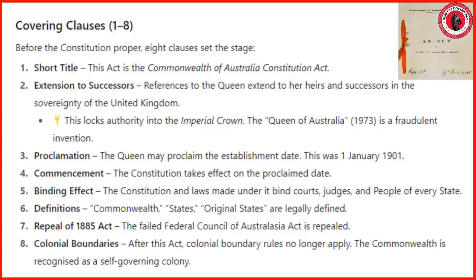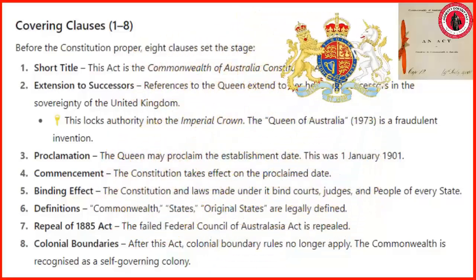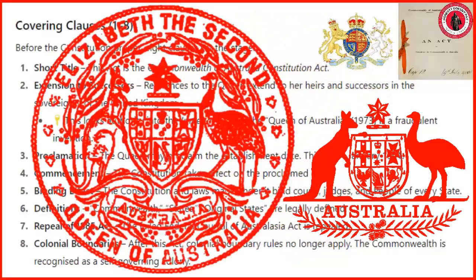1. Short title. This Act is the Commonwealth of Australia Constitution Act. 2. Extension to successors. References to the Queen extend to her heirs and successors in the sovereignty of the United Kingdom. This locks authority into the Imperial Crown. The Queen of Australia, 1973, is a fraudulent invention.